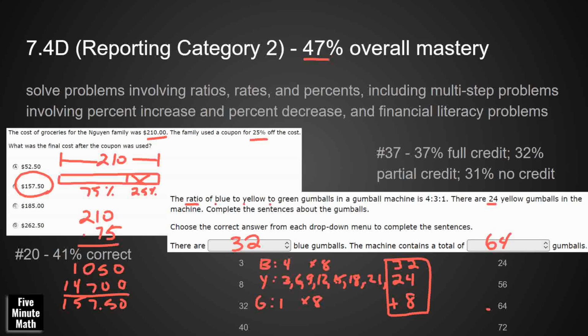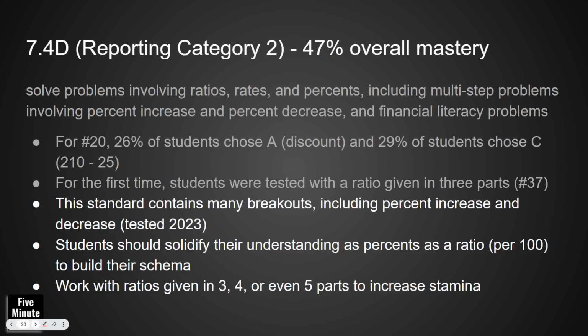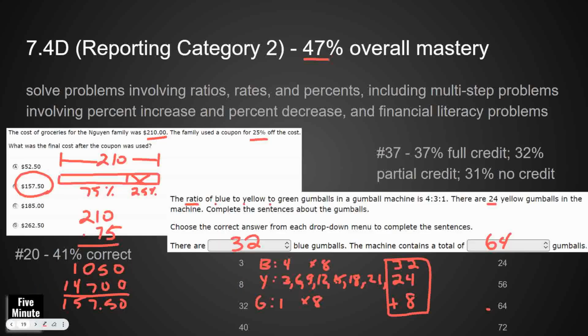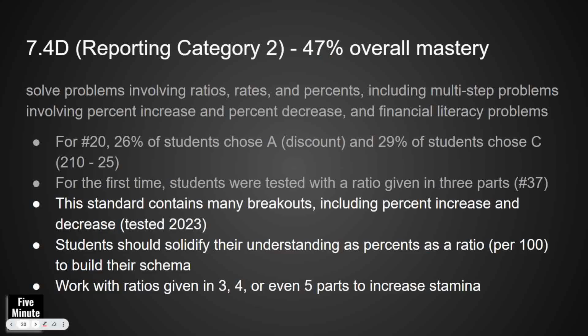37% got full credit, 32% got partial credit. Not sure which of these two answers was easier for them. We don't get data on specific answer choices. So for number 20, we had 26% of our students choose A. Let's go back and look at this. So 26% chose A, which is 52.50, that's the 25%. That's the discount. Okay? So that's how much they had off. So they did the 210 times 0.25. They just didn't take that away from 210. So we had a decent chunk of students do that.